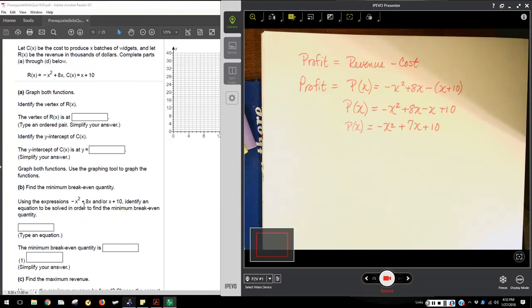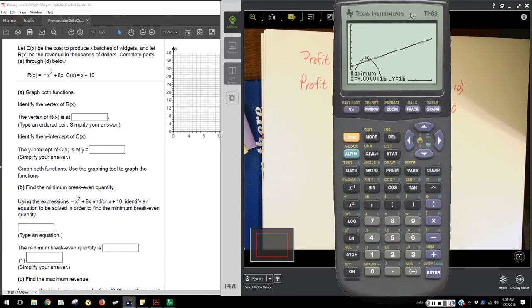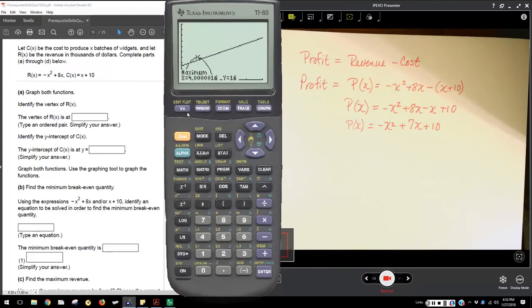So what we're going to do to get the vertex of P of x is, once again, graph it, although there is an algebraic way to find it. It requires memorizing formulas, and I'm not all about memorizing formulas. I'm going to go back here, clear out my revenue and my cost equation, enter in my profit equation, negative x squared plus 7x plus 10, and graph that.